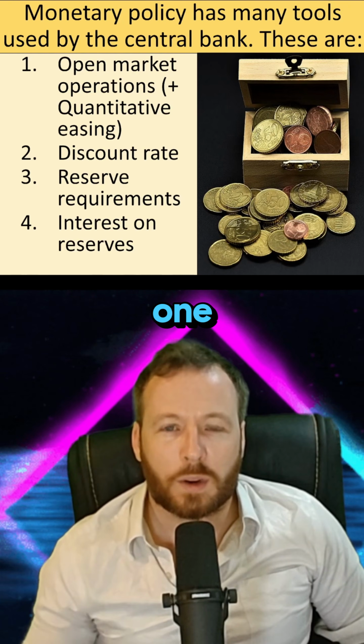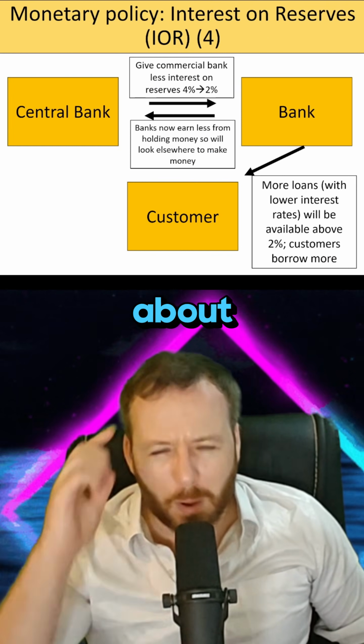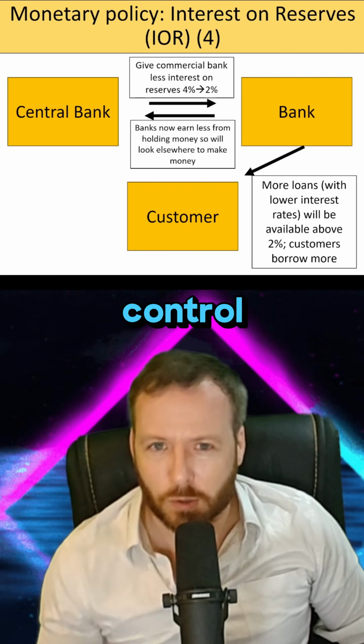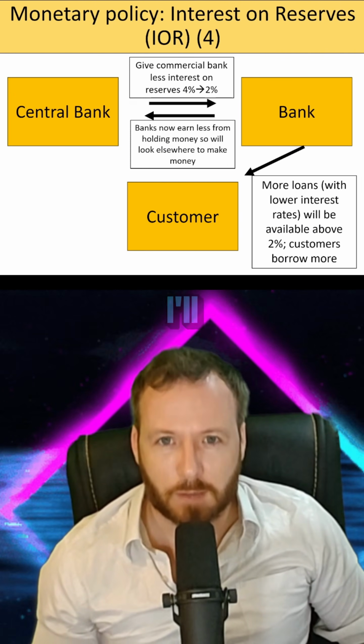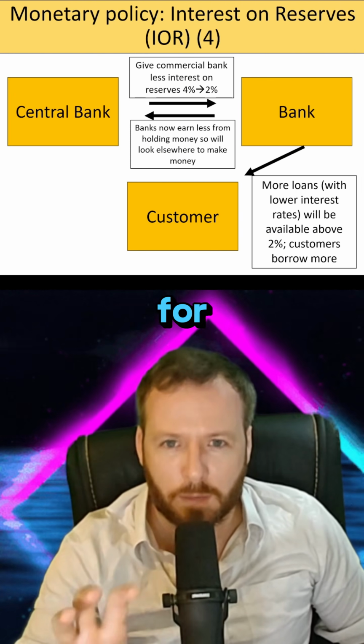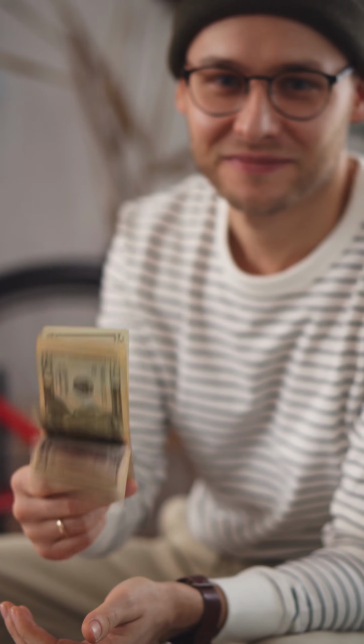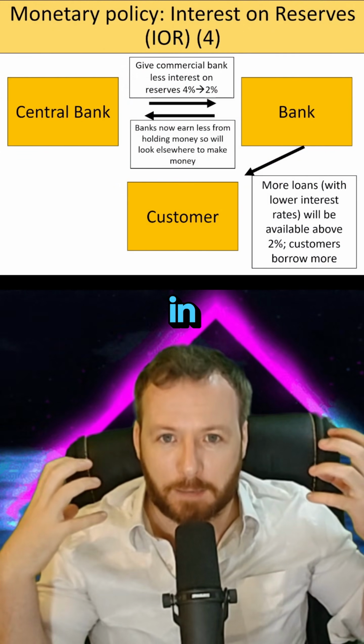All right, the final one, interest on reserves. Think about what a commercial bank wants. They want profit, right? So a central bank needs to control this mechanism. So the central bank can say to them, I tell you what, if you don't give out your money for loans, we will just pay you 4%. We'll give you more money to hold on to it. This will stop the bank from giving out loans. And if they do give out loans, it's high interest. So that will control the money supply and keep it in.